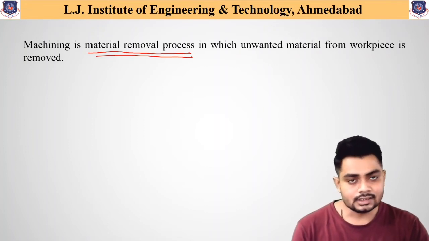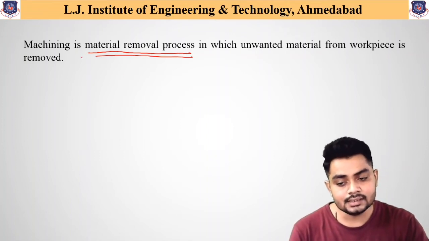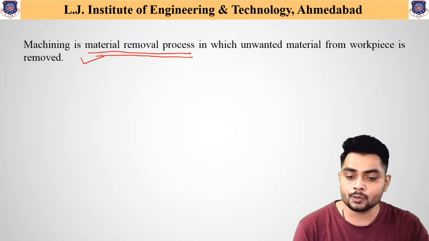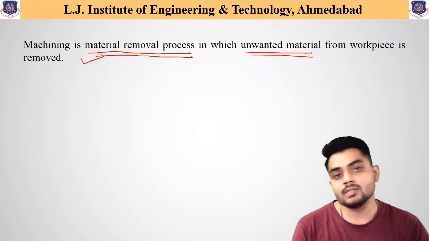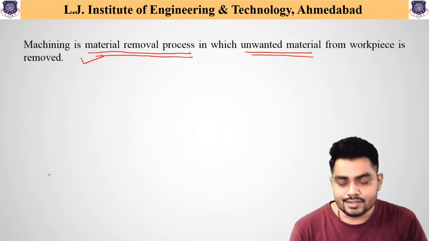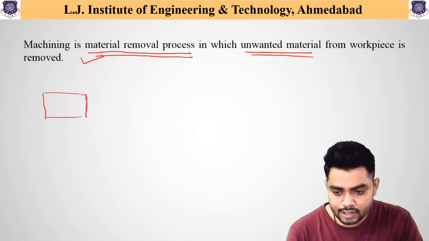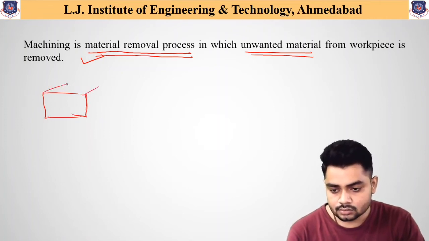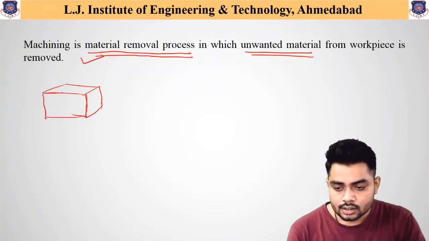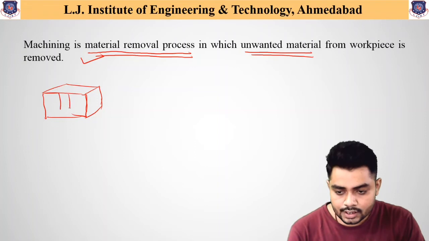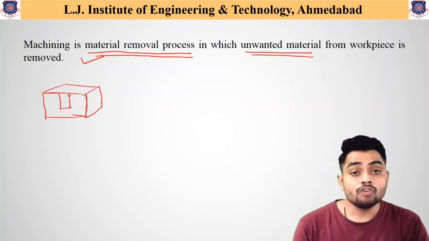So again, just see this particular definition. The machining is first the main important part, that is material removal process, in which unwanted material is removed from the workpiece. So if we simply say, suppose one block is available and on that block we want to drill a hole up to certain depth. So now what is our requirement?